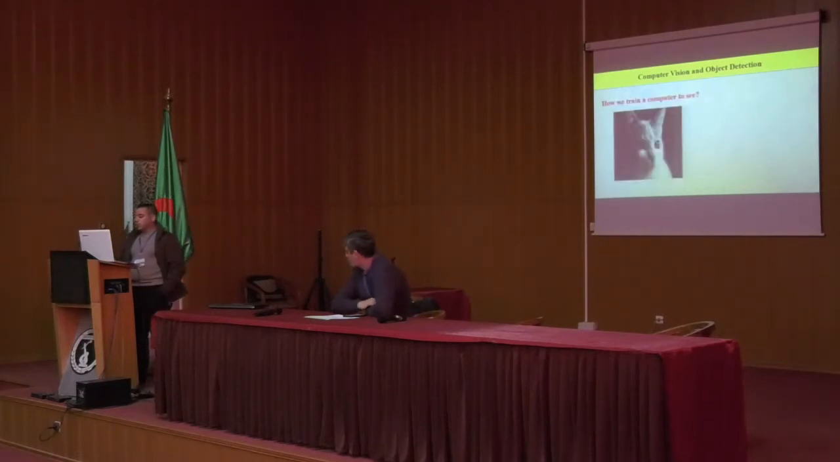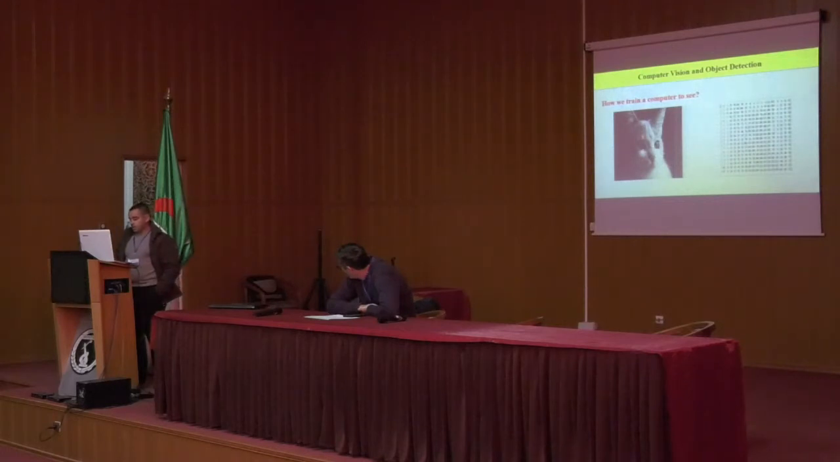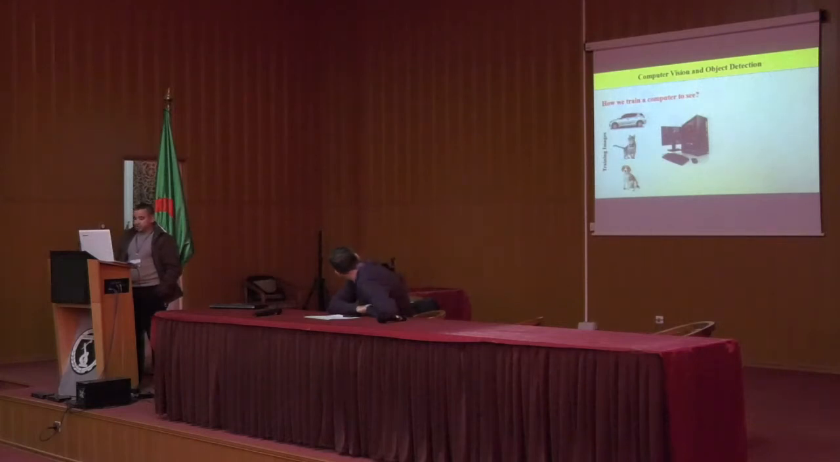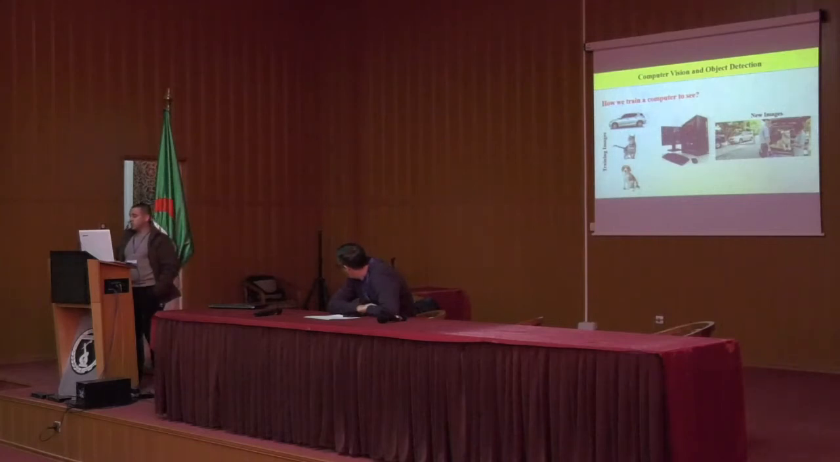So now, how to train a computer? For a human, it's obviously a cat in this image, but for a computer it's a very hard task, because all the computer sees is a big matrix of numbers. So to train the computer, we need firstly to show it thousands of images that contain our objects of interest that we want to detect. And after the training process, the computer will be able to distinguish between the different objects in the image.